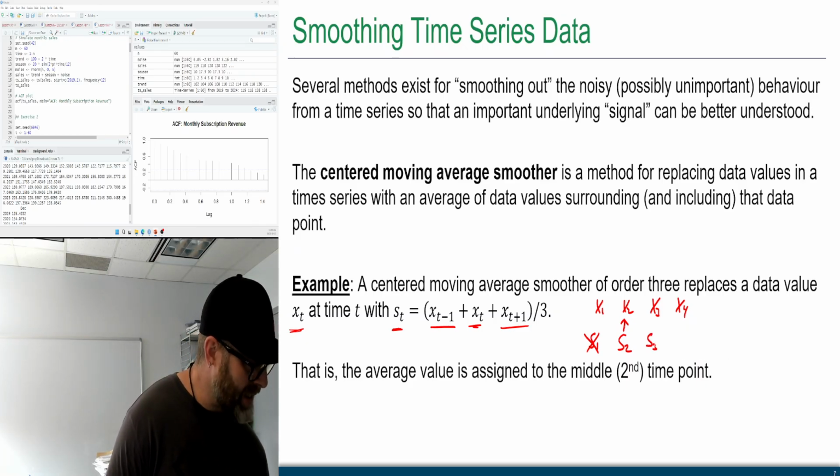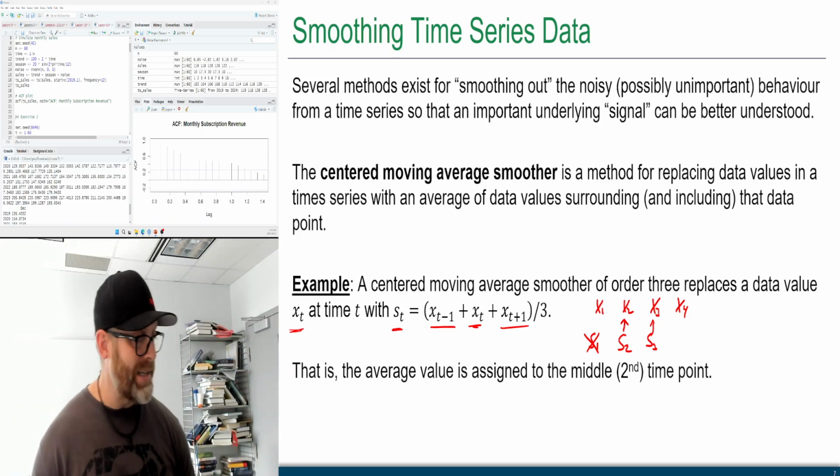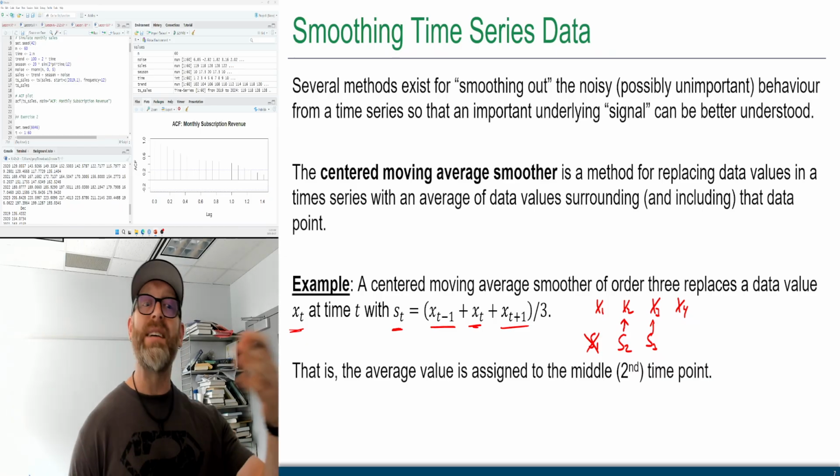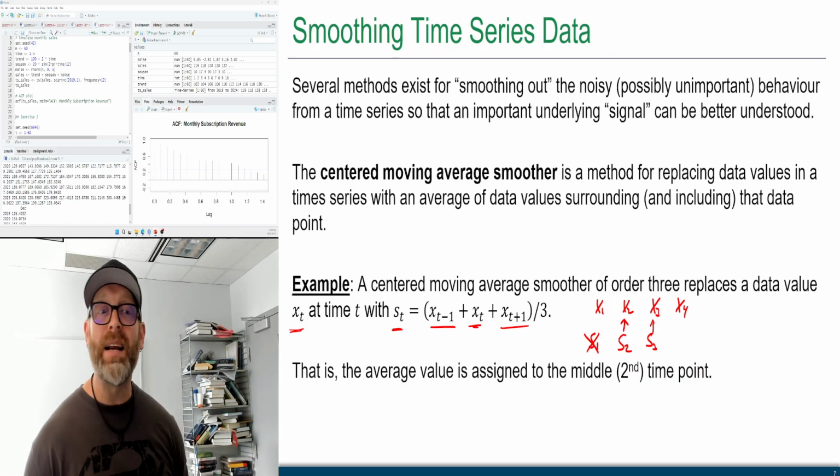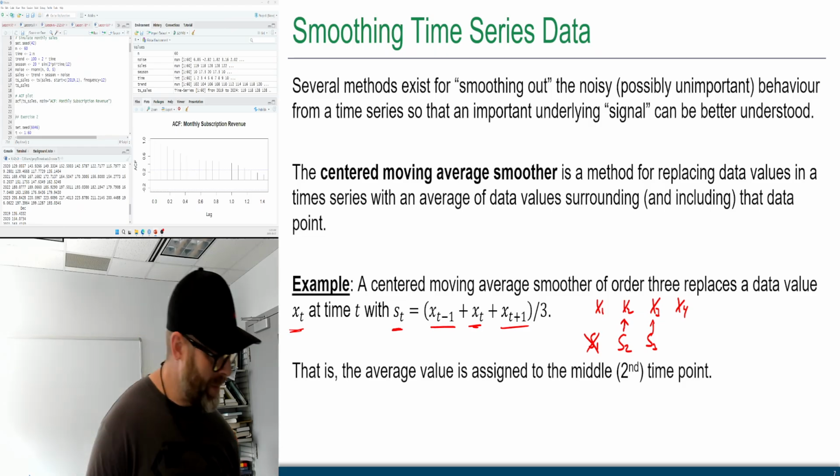S sub 3, same idea. The center position, x3. 1 to the left, 1 to the right, x sub 2, x sub 4. I take those 3 data points, divide by 3, done.